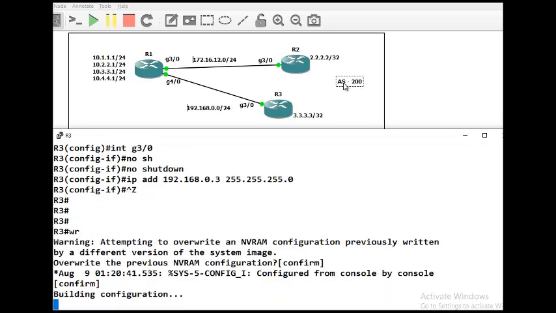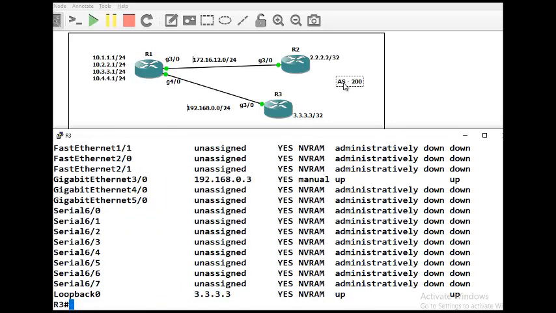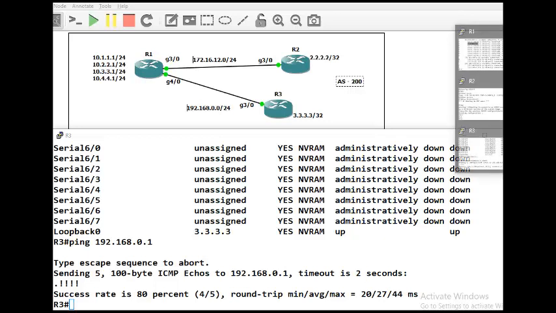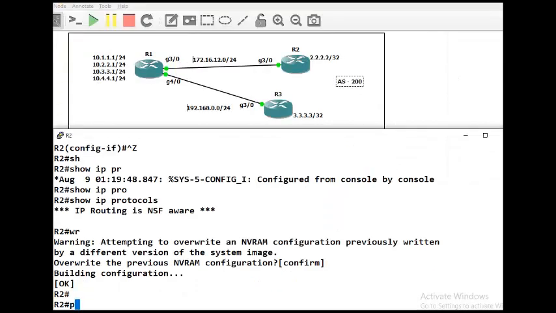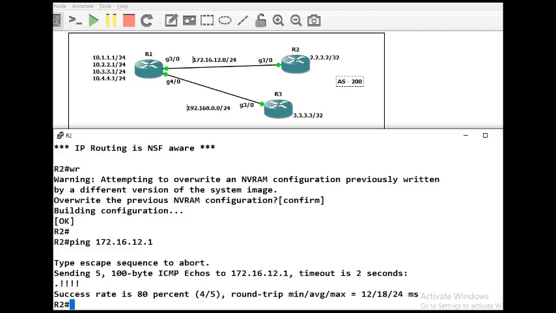So show IP interface brief. I should see the IP address. Now when I connect the directly connected IP address, I should be able to ping 192.168.0.1, must ping. Likewise from router 2, I should ping 172.16.12.1 because it's directly connected. What is next?